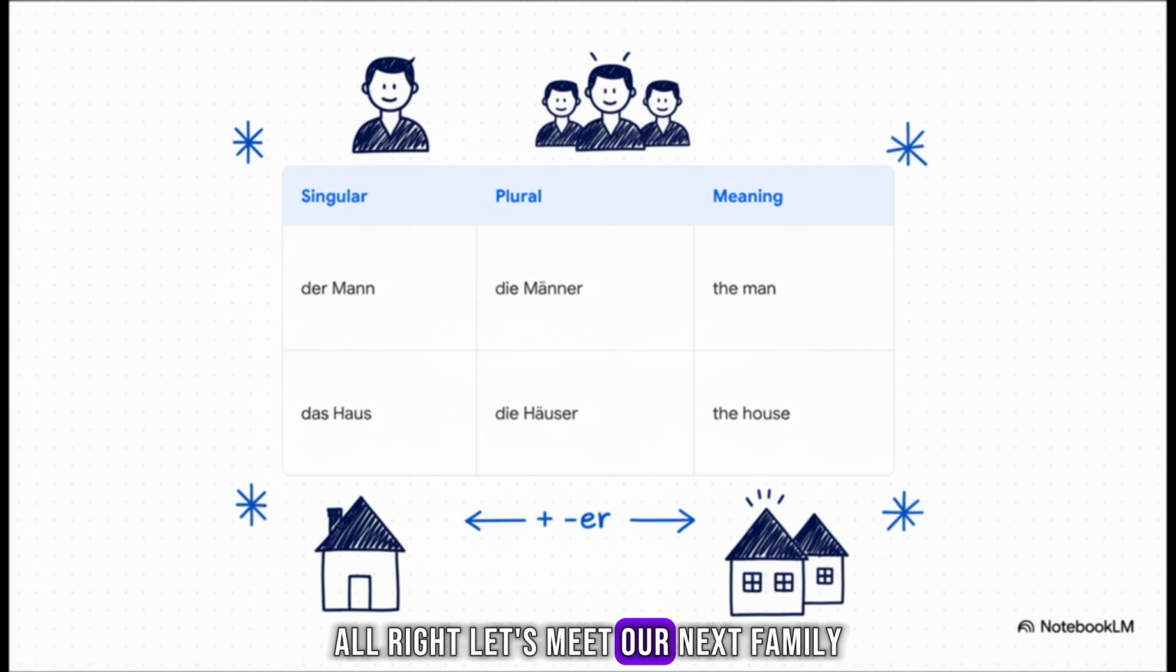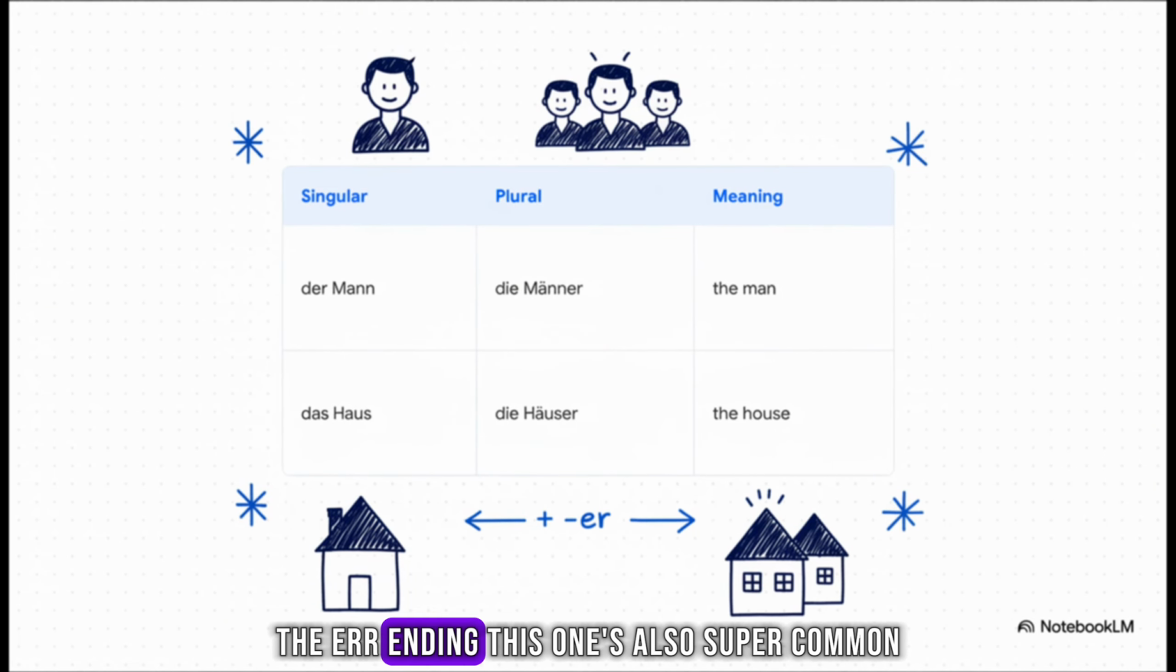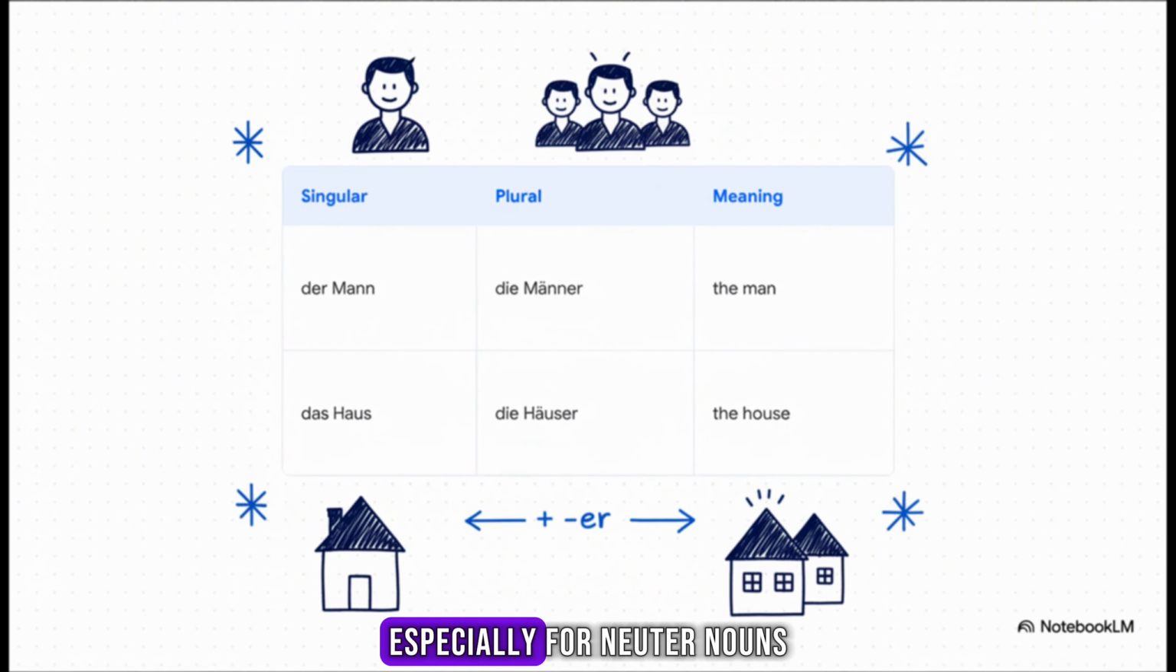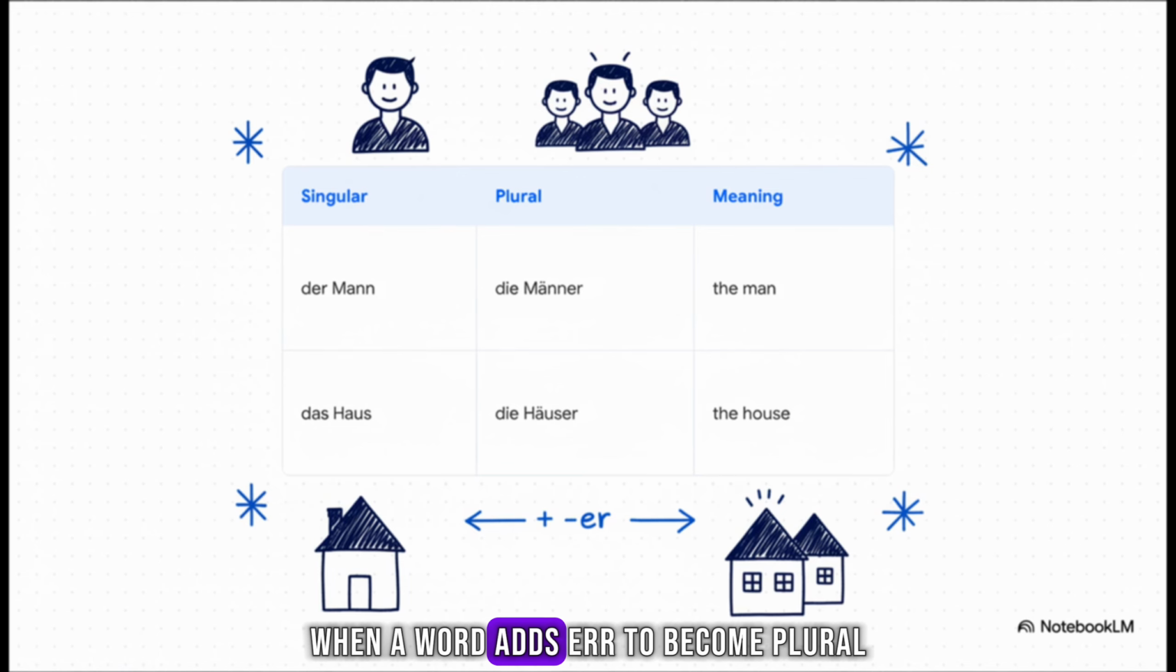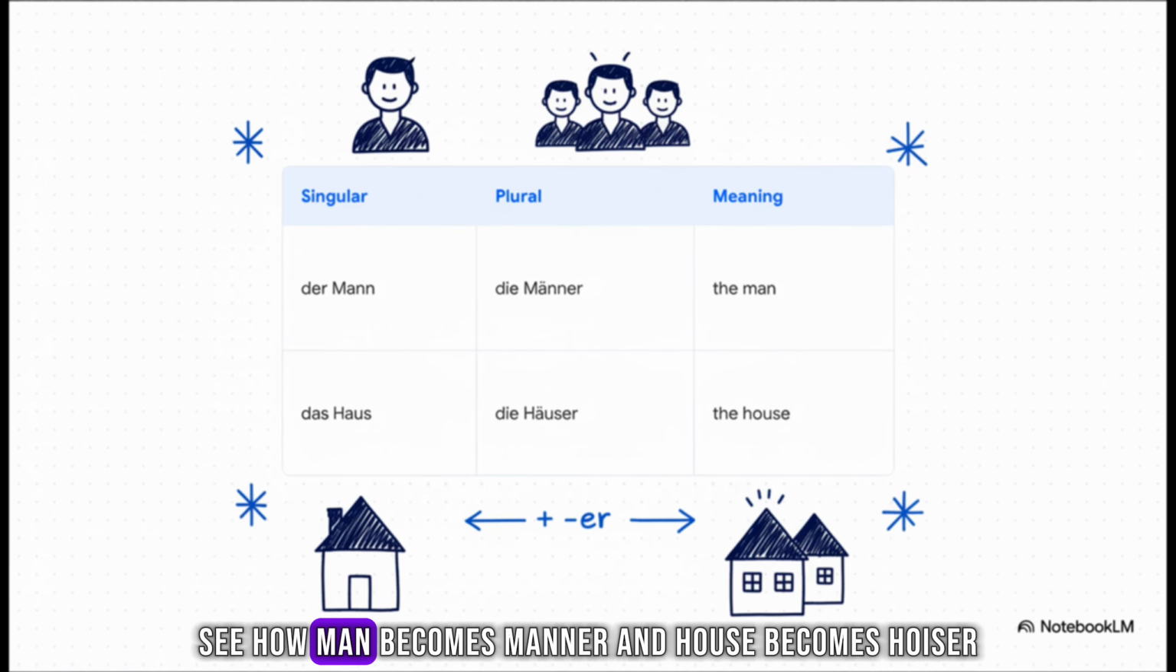All right, let's meet our next family, the "er" ending. This one's also super common, especially for neuter nouns. Now here's the key thing to remember. When a word adds "er" to become plural, it pretty much always gets an umlaut too. See how Mann becomes Männer and Haus becomes Häuser?